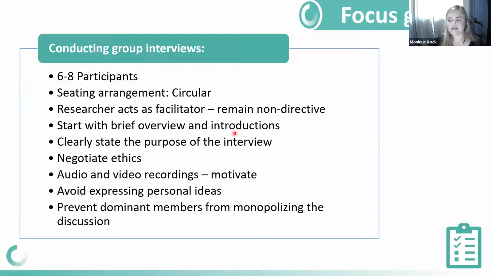So with regards to the interview schedule, you would also need to look at a focus group. If you are conducting a focus group, you would need to create an interview schedule as well. However, with a focus group, participants are not just one anymore. We have 6 to 8 participants, for example. We would sit in a circular motion so that the circle would create more discussion. Again, you would start with a brief overview. You would clearly state the purpose of the interview.